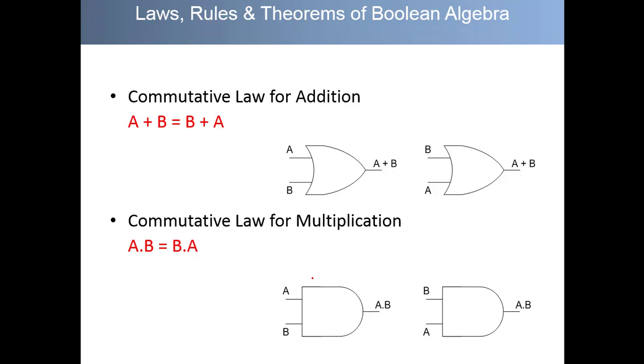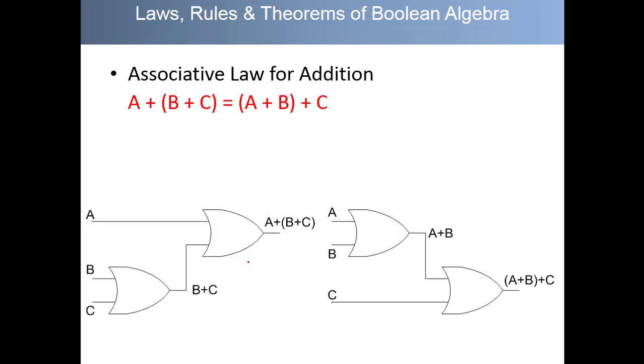For example, the commutative law of addition says that if a and b are two Boolean variables, then a plus b is equal to b plus a. It means if we have an OR gate, and if we change the order of inputs, the input a becomes b and b becomes a, then there is no effect on the output. The output would remain the same. Same is the case with the commutative law of multiplication, where we have a multiplication operation realized in the form of an AND gate. So a and b is equal to b and a.